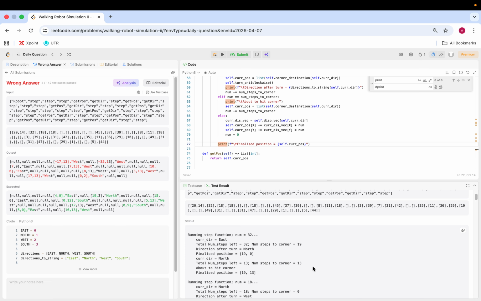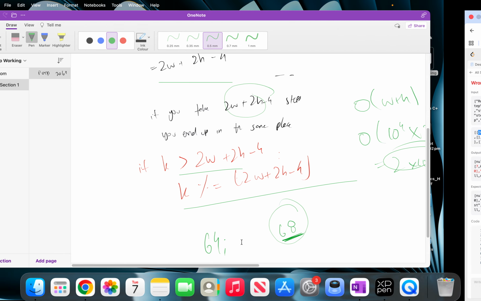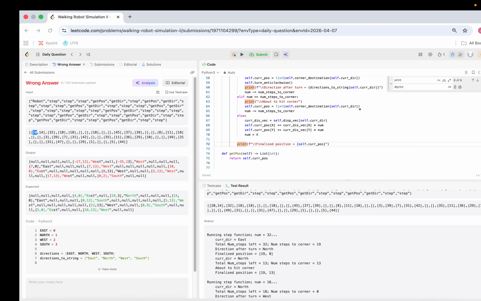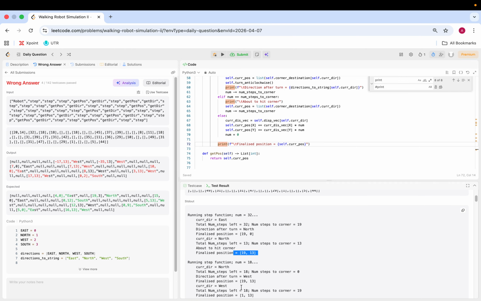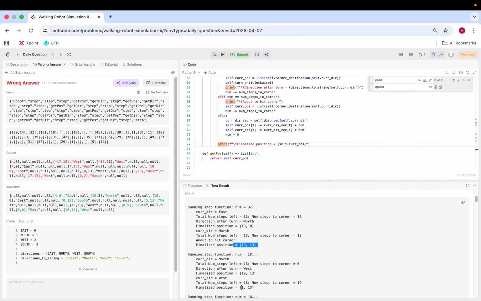19 across, 13 up. Is this width? Yeah, width is 20. That makes sense, because it's 32, so you're going from one corner to the other corner. It's half of the total. So I think that makes sense. Then 18. You're going north. Okay, so I think this is the issue.